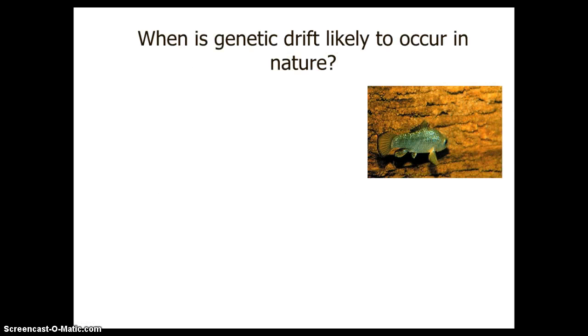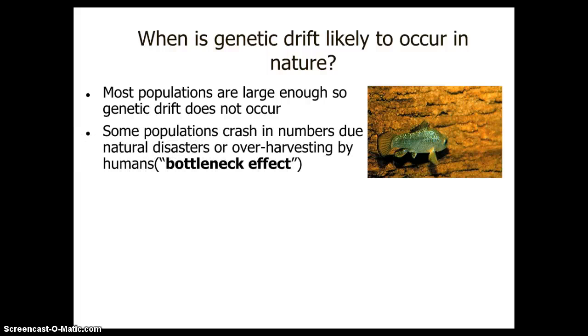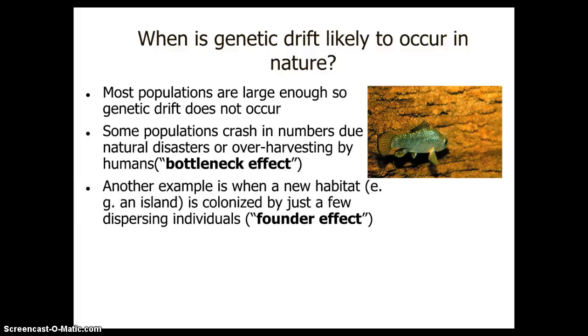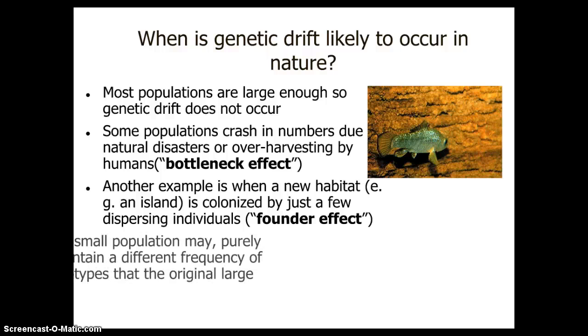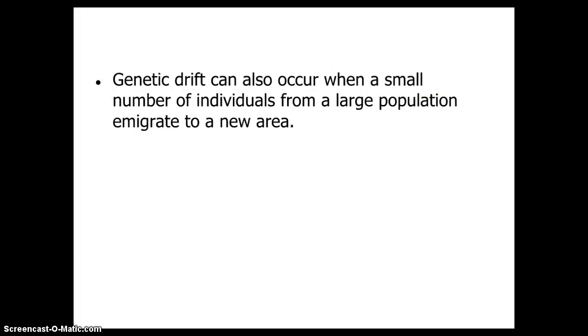So when is genetic drift likely to happen in nature? Most populations are large enough so genetic drift doesn't happen, but some populations crash in numbers due to a natural disaster or over-harvesting, and you get something called the bottleneck effect. Other examples are when new organisms go to a habitat that they've never been at before and they start a new population. That's called the founder's effect. And that suddenly small population, just by chance, contains a different frequency of different genotypes than the original population.